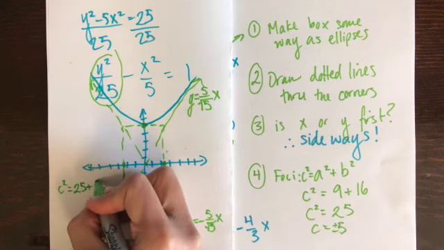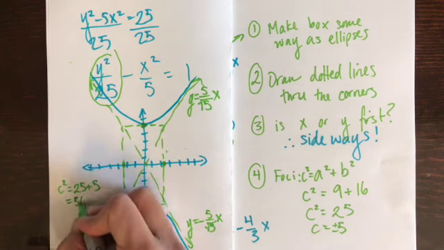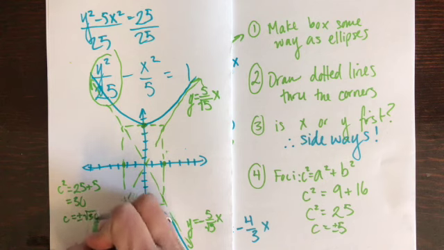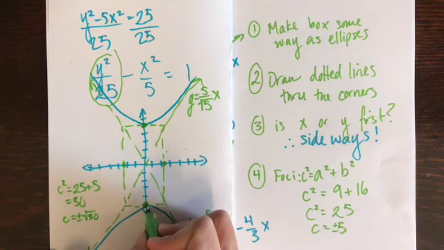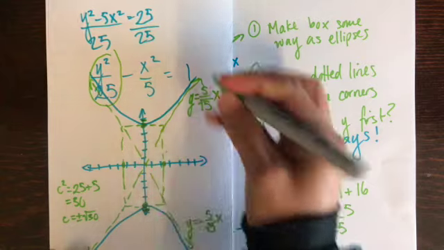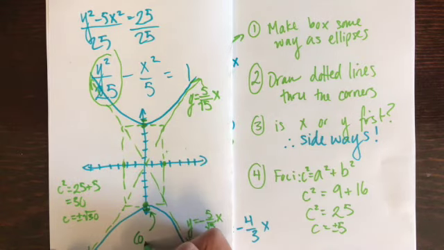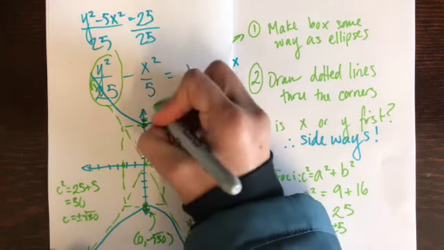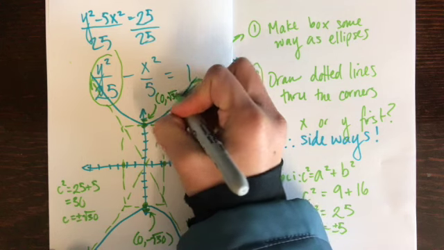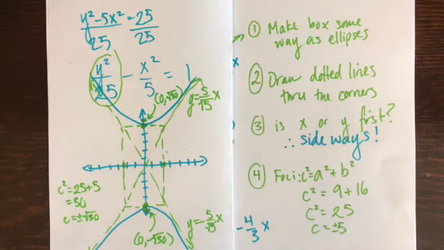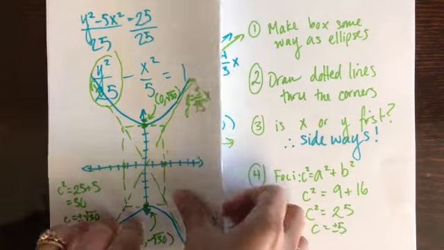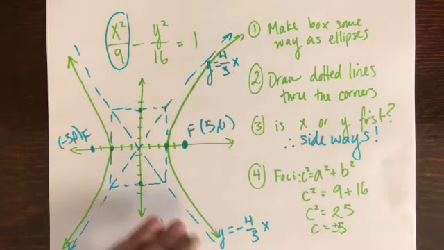And lastly, I would find the foci by doing c squared is equal to a squared plus b squared, 25 plus 5, which is equal to 30. So c is equal to plus or minus root 30. And of course, we draw them in the y direction because y was first, and because our hyperbola has to scoop up those foci on either side. So we see them just above at 0, root 30 and 0, negative root 30.